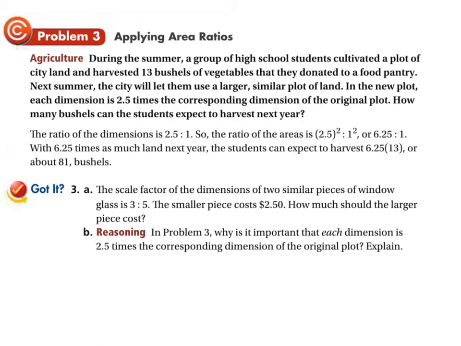That's the first one. Now, in problem 3, why is it important that each dimension is 2.5 times the corresponding dimension of the original plot? Explain. Okay, so work on this first. See if you can understand this question. Pause it and look at the question. In this problem, why do we need to know that each dimension is 2.5 times? We'll explain that. But pause the video, try to calculate this one out first, and unpause it when you have an answer, and we'll go over it.